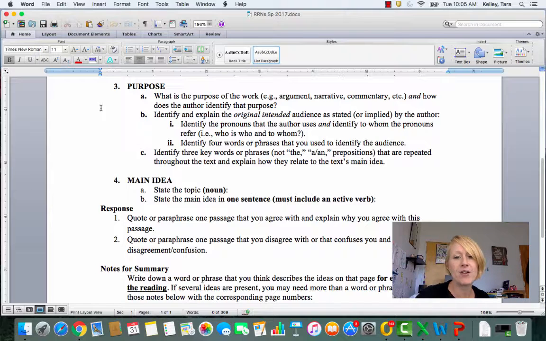Identify pronouns that the author uses and identify who the pronouns refer to. Also identify 4 key words or phrases that you use to identify the audience. So what are some of the cues that help you to understand who that audience is? And then C, under purpose, 3C, is identify 3 key words or phrases that are repeated throughout the text and explain how they relate to the text's main idea.